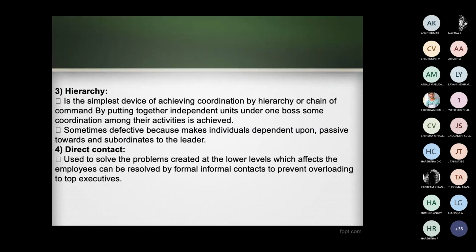Next one is hierarchy. Hierarchy is the simplest device of achieving coordination, by hierarchy or chain of command, by putting together independent units under one boss. Some other activities are achieved. That is what. So I may divide the 200 people into 50, 50, 50.